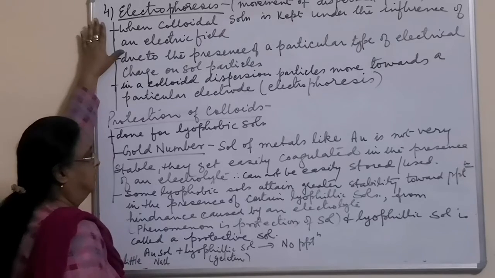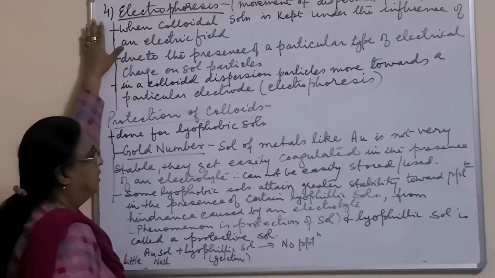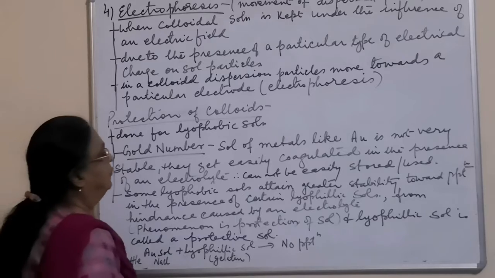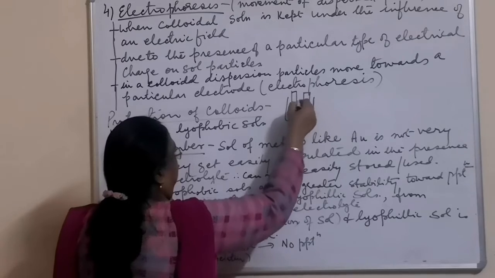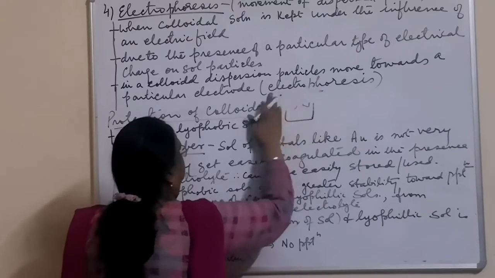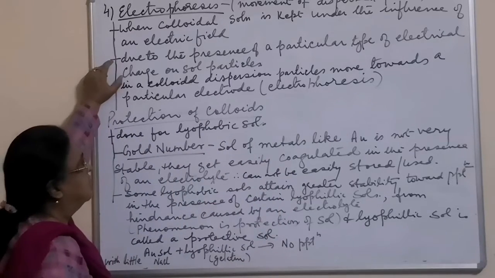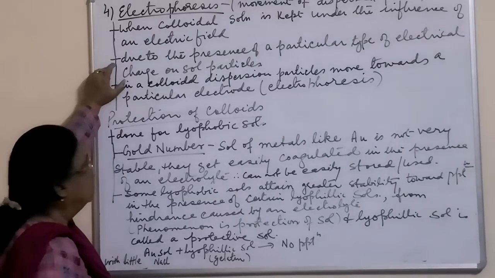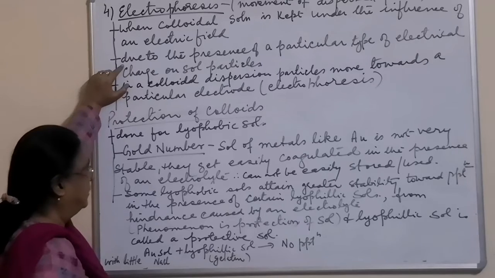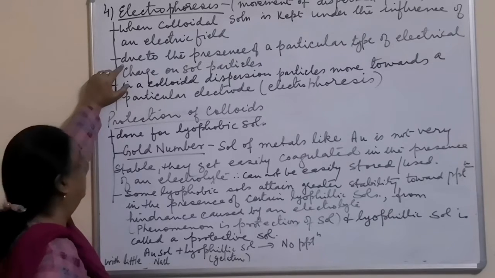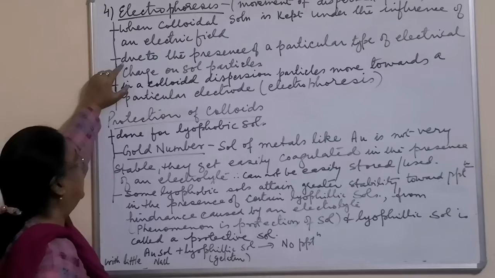Electrophoresis is when the colloidal solution is kept under the influence of an electric field. You have a negative and positive terminal, anode and cathode, and when current is passed through it, the colloidal particles, which carry a particular kind of charge, move to the electrode of opposite charge. Negative particles move to the positive terminal and positive particles move to the negative terminal.